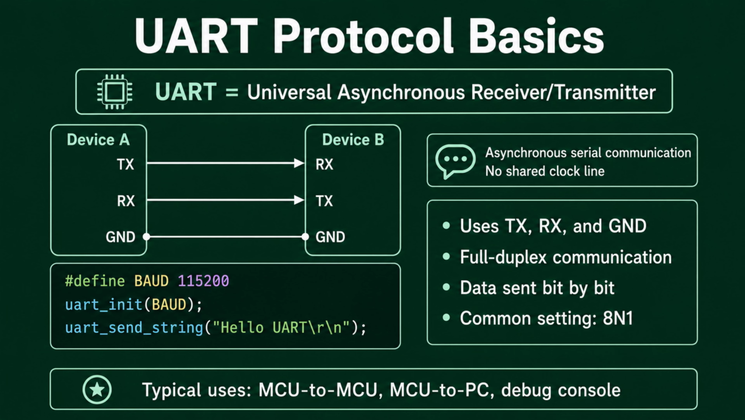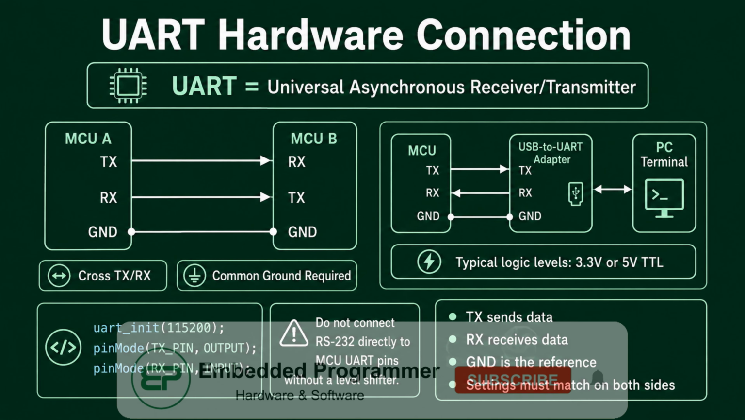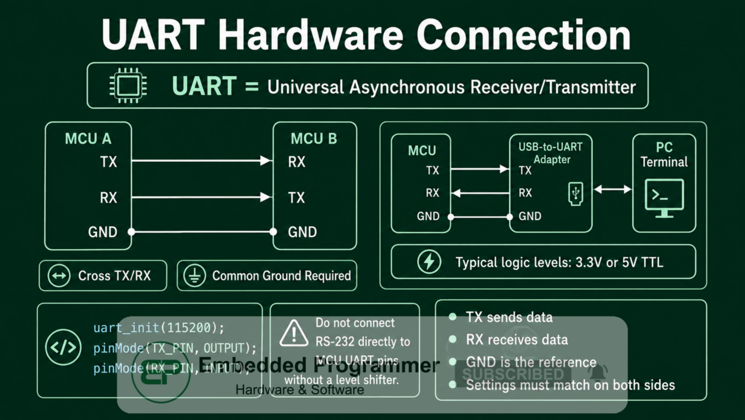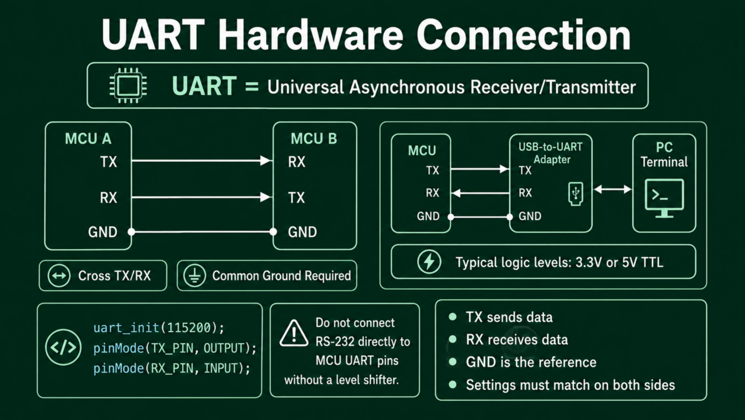UART is widely used for communication between microcontrollers, sensors, debugging terminals, and USB to UART adapters. The correct UART connection requires the transmit and receive lines to be crossed. The TX pin of MCU-A connects to the RX pin of MCU-B, while the RX pin of MCU-A connects to the TX pin of MCU-B. The ground pins must also be connected so that both devices use the same voltage reference.